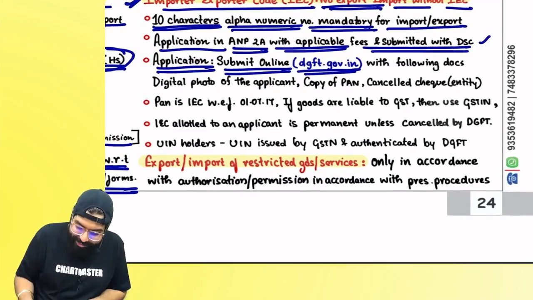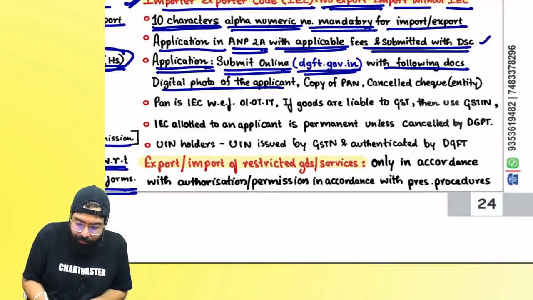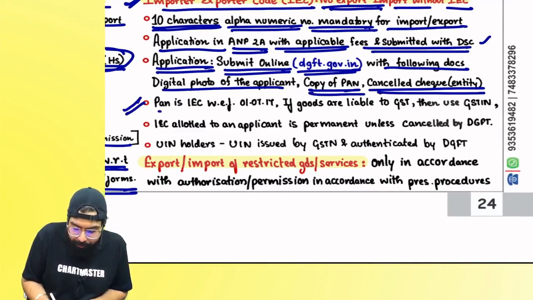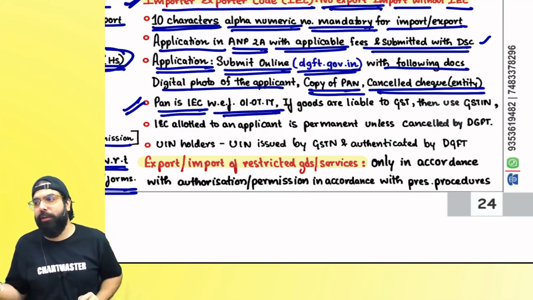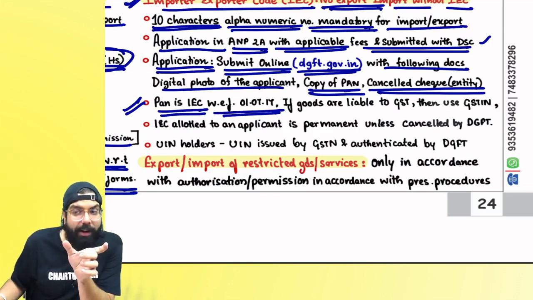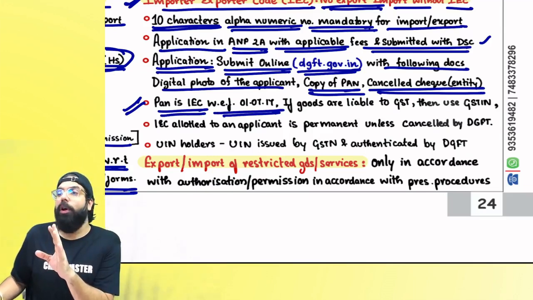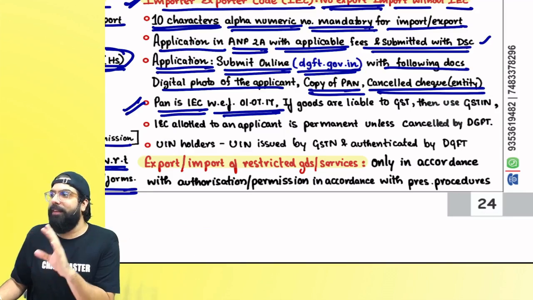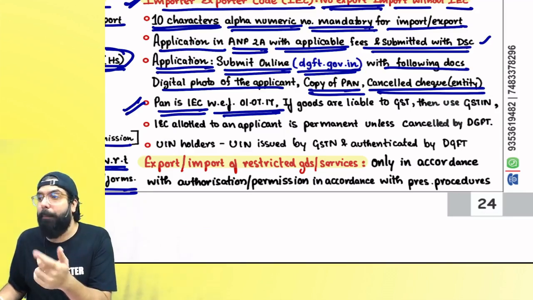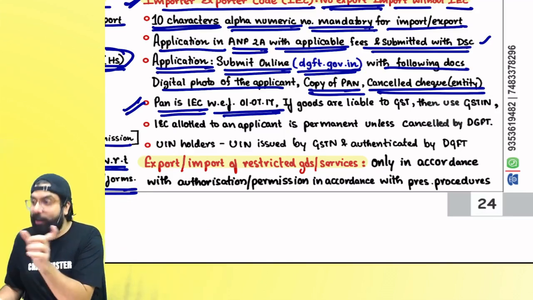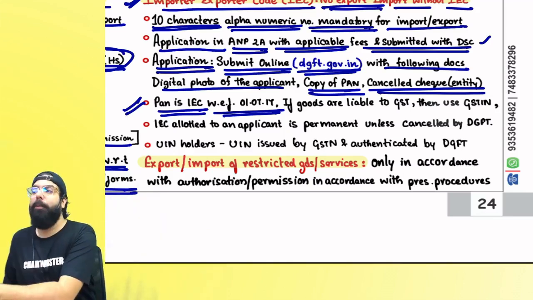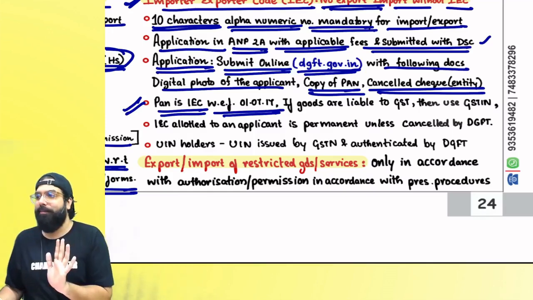Then, with the following documents: digital photo of the applicant, copy of the PAN, cancelled cheque of the entity. Now, you know what happened. PAN is the import-export code with effect from 1st of July 2017. Your PAN number which is there, that will only be your import-export code. But you can't go ahead and say that, sir, I don't have to apply. You have to apply. They will allocate your PAN only. Only after they allocate your PAN as your import-export code, that's an import-export code. Otherwise, it is only PAN.